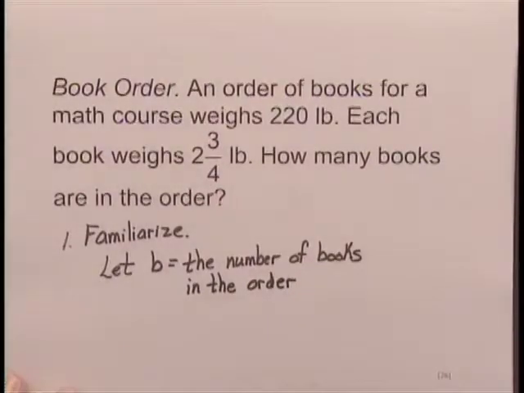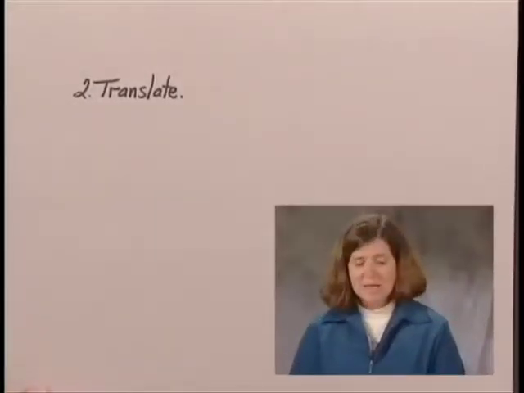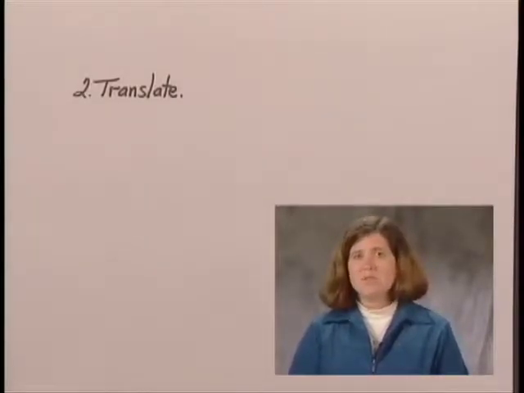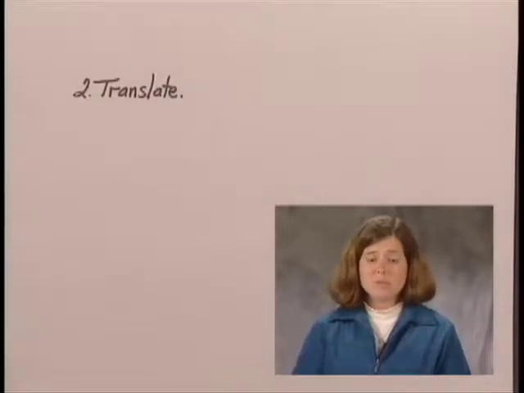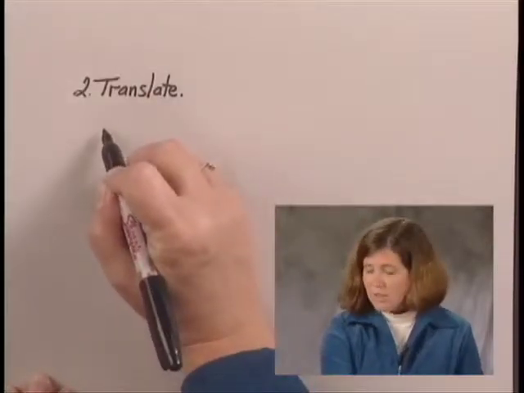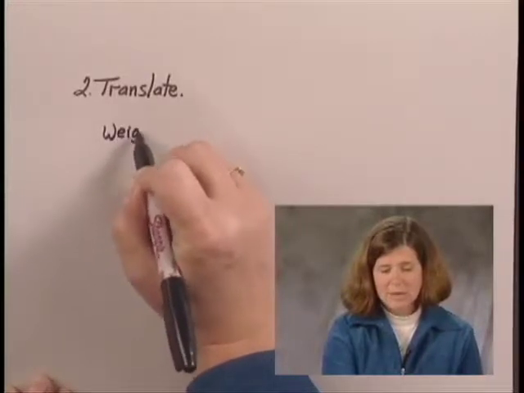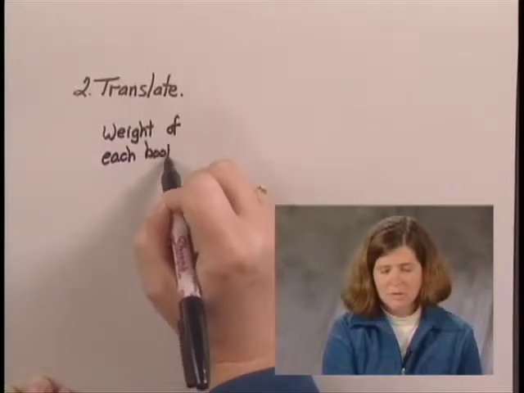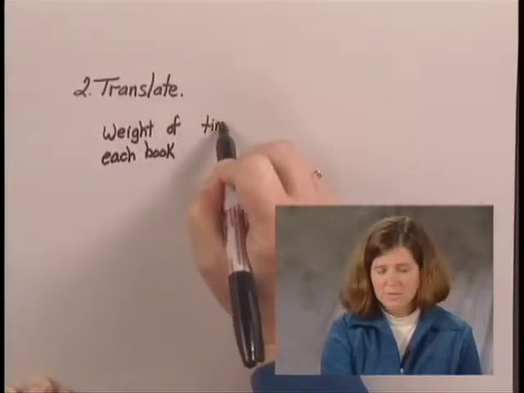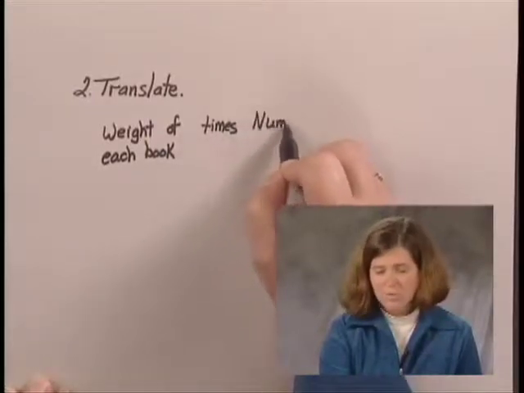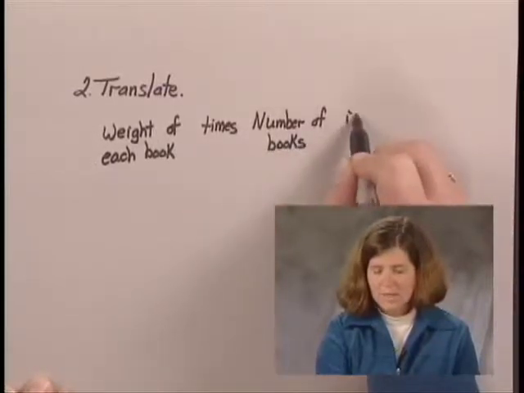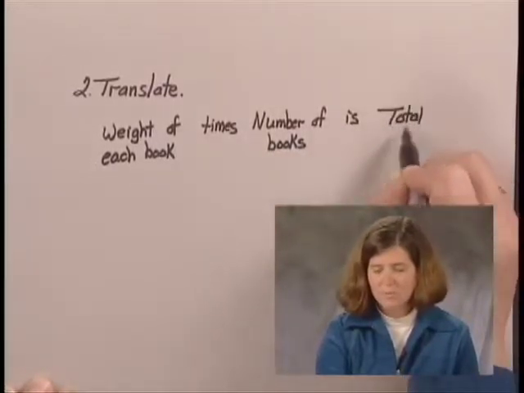I believe we understand the problem well enough to move to the next step, which is to translate the problem to mathematical language. To translate, we think about what we know. We know the weight of each book, and we know the total weight, and we've also defined a variable representing the number of books in the order. So in English, we could write the relationship between those things as the weight of each book times the number of books is the total weight of the order.